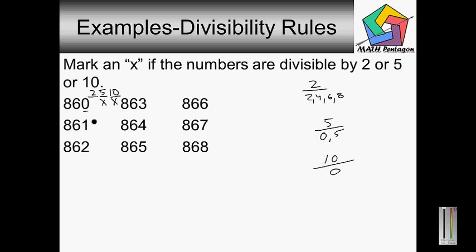We have 861. Is it divisible by 2? No, because 1 is an odd number. Is it divisible by 5? No, because it doesn't end in 0 or 5. Is it divisible by 10? No, because it doesn't end in 0. So you don't put any X's over there.